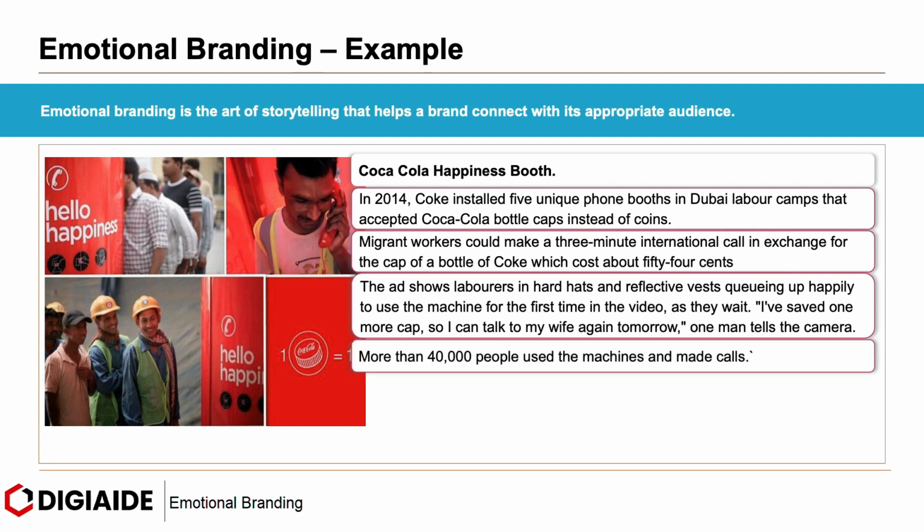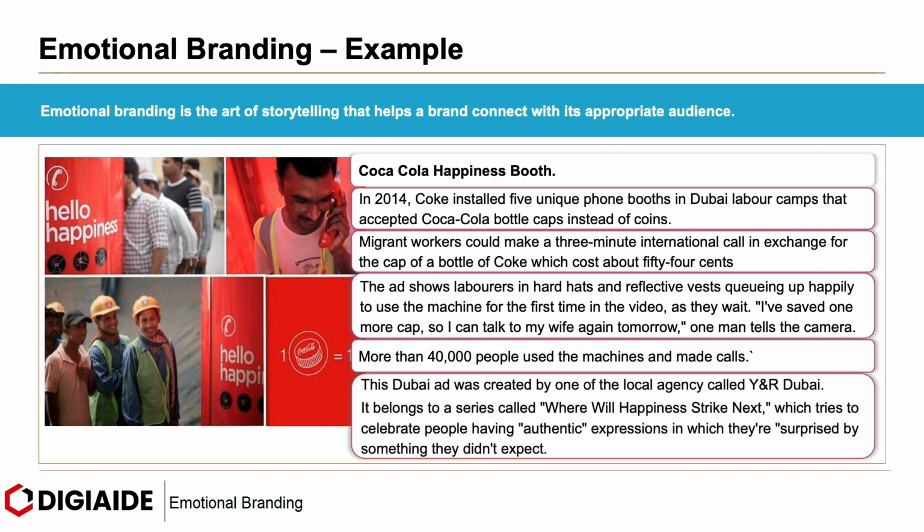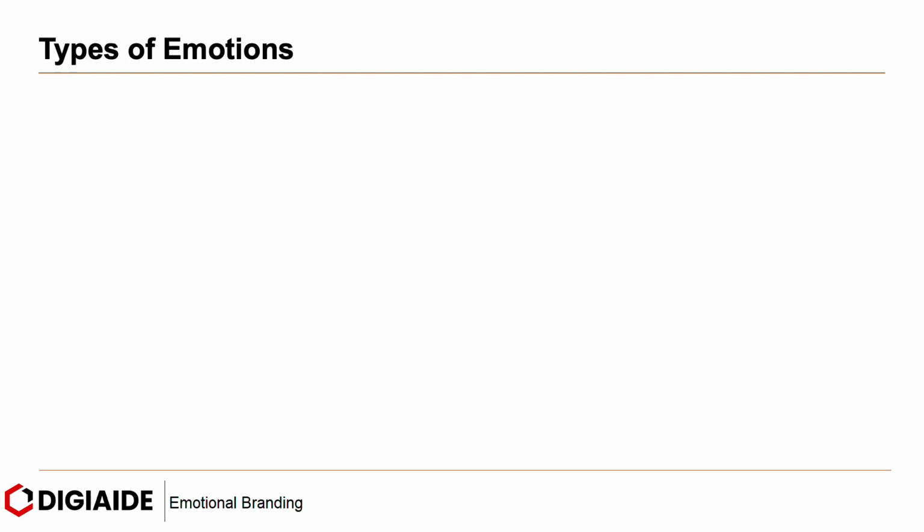More than 40,000 people used the machine and made calls. This Dubai ad was created by one of the local agencies, YNR Dubai. It belongs to a series called Where Will Happiness Strike Next, which tries to celebrate people having authentic expressions in which they are surprised by something they did not expect.